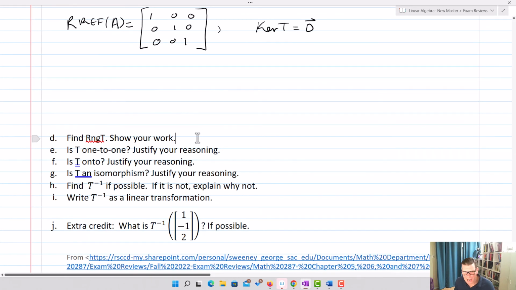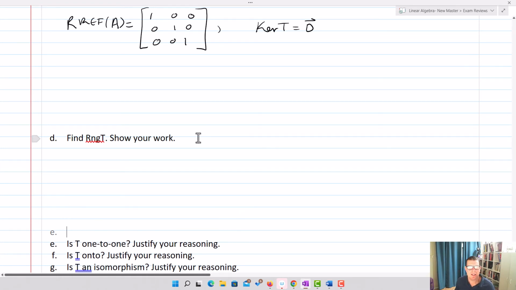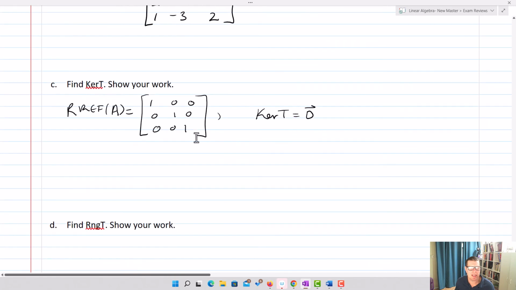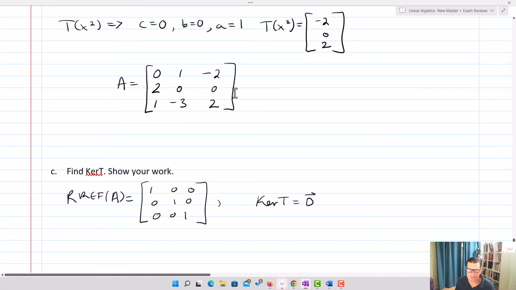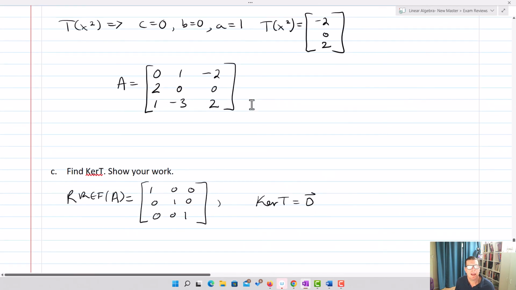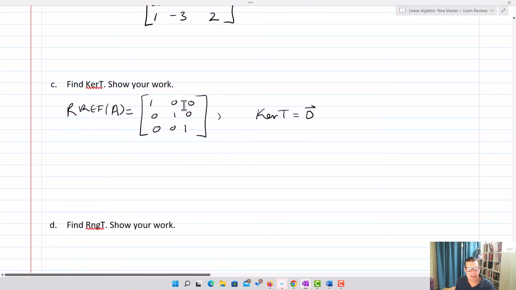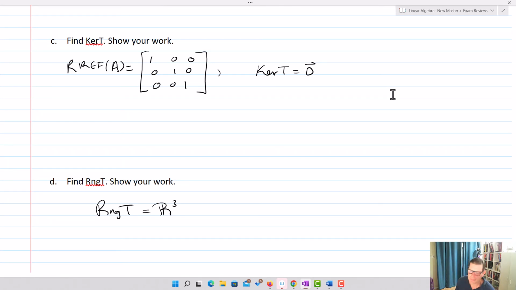The range of T now, okay? There's a couple of different ways you could work with this. You could just say the range of T is going to end up being the column space of A, because the vectors in A are in R3. And if you notice, there's going to be 3 of them. So the range of T is just R3. That's probably the easiest way to look at this. The range of T equals R3, because the column space of A equals R3.